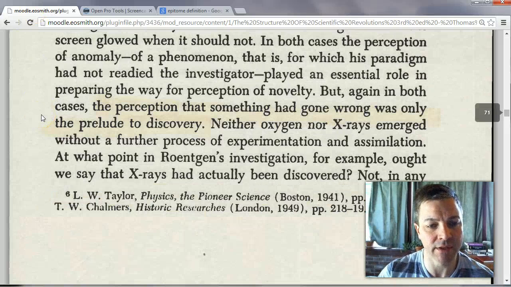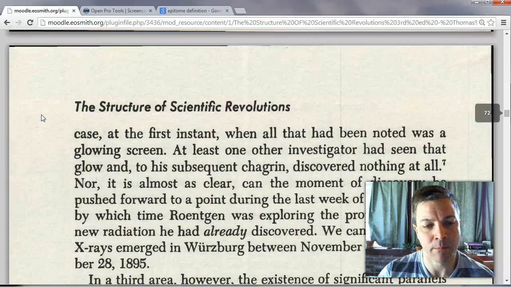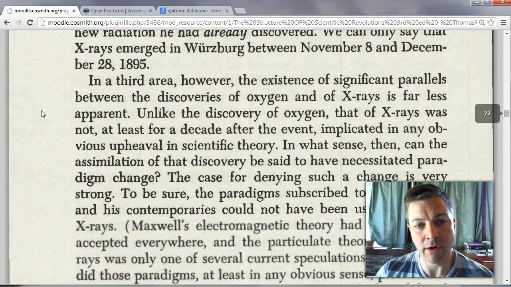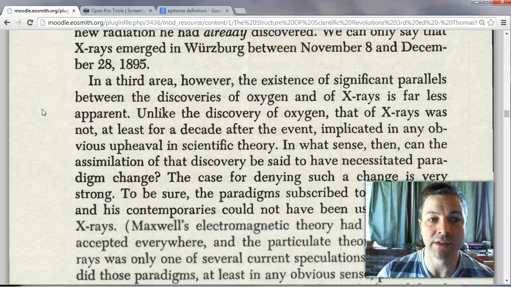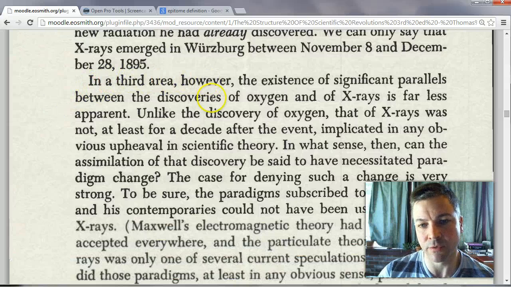Now I'm going to scroll down to the next paragraph. "In a third area, however, the existence of significant parallels between the discoveries of oxygen and of X-rays is far less apparent." Okay, so he's apparently listing some different ways in which these examples are similar.